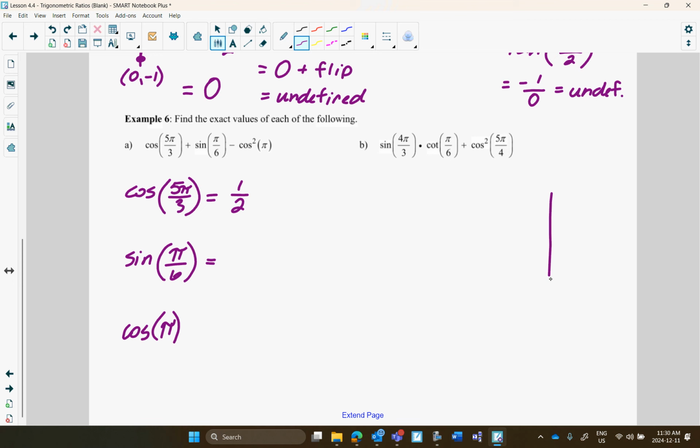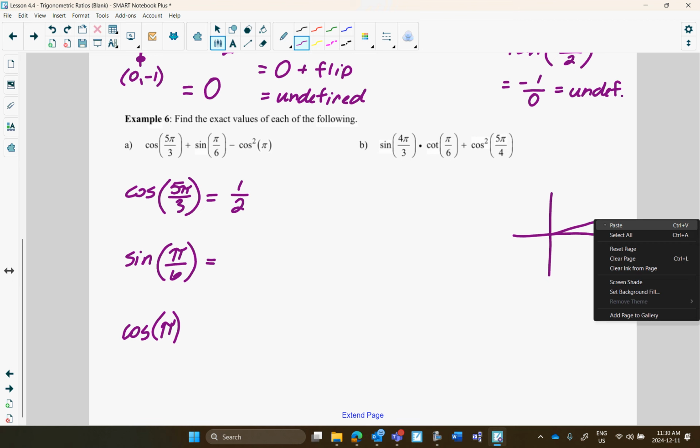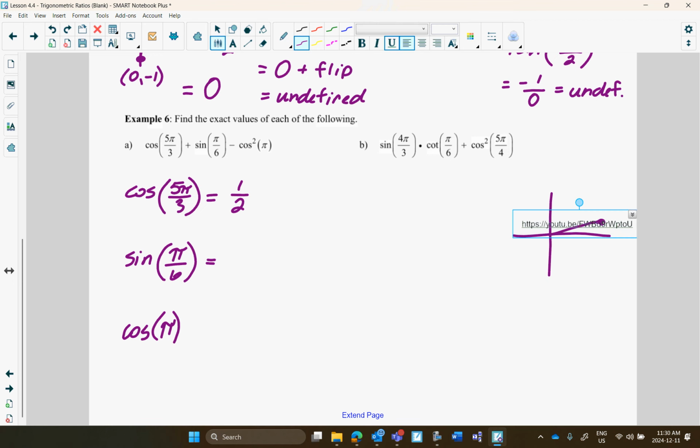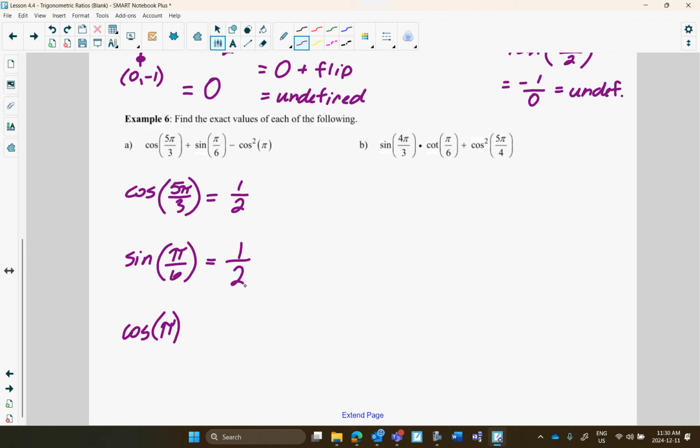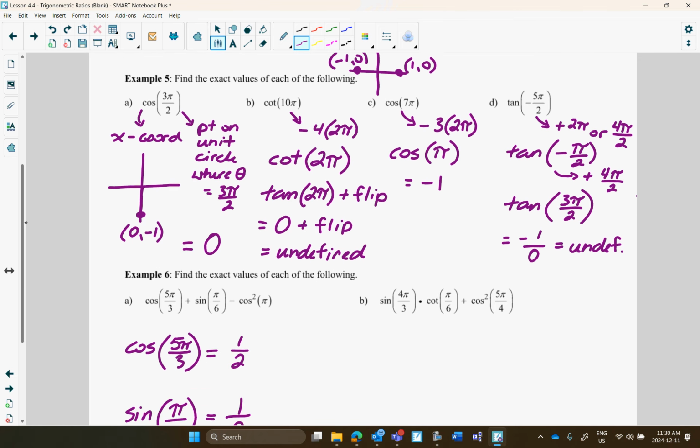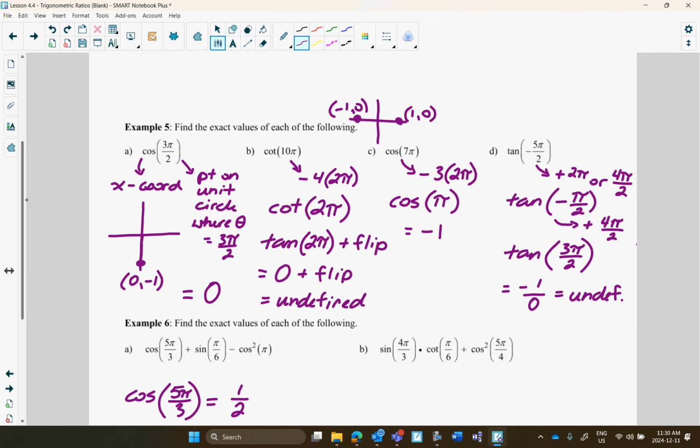Sine pi over 6. Here's pi over 6. What's the y value? It's also a half. What's cos pi? Remember, pi is here, x value is -1.